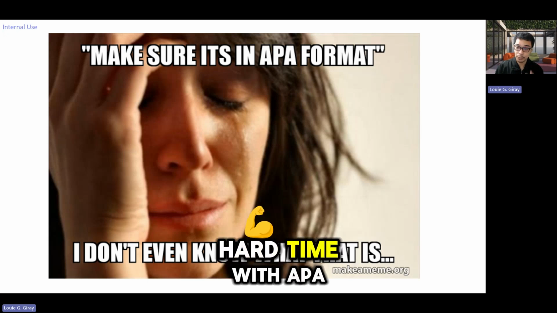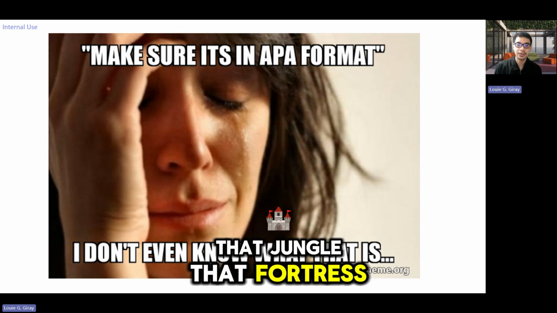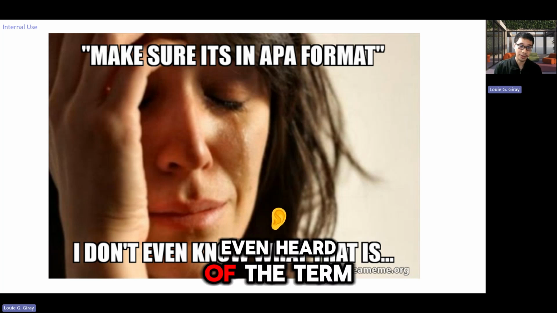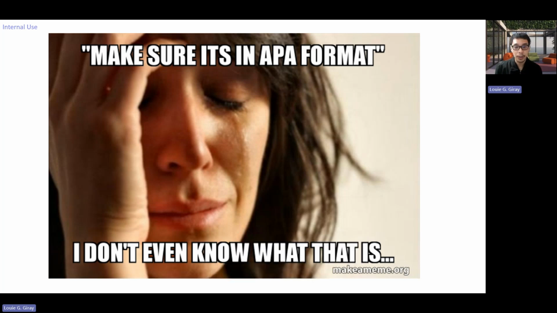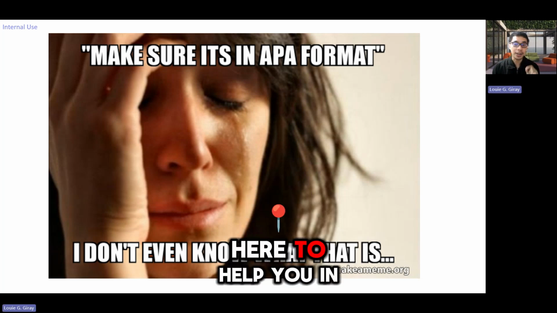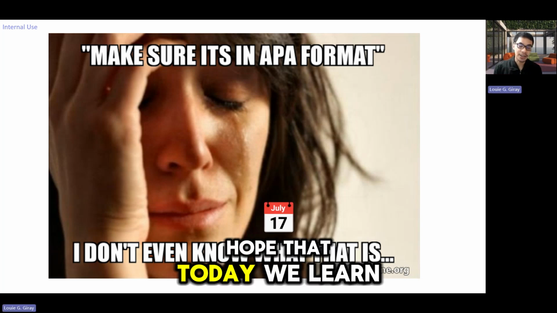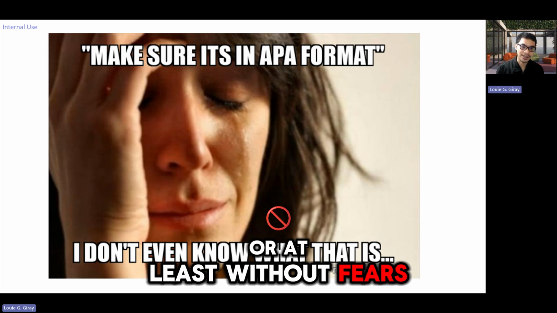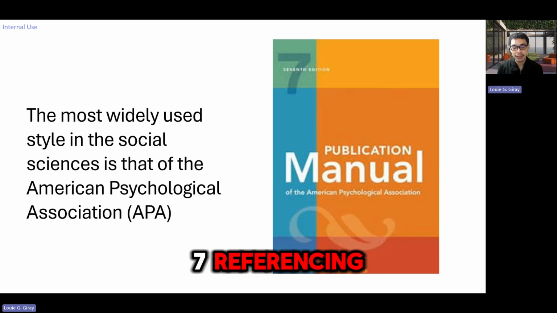Are you having a hard time with APA 7 referencing? That jungle, that fortress, just like this one here in the meme? Even heard of the term APA format, but you don't know exactly what that one is? Worry no more. I'm here to help you in this journey. Hope that today we learn with joy, or at least without fears. Here we go, APA 7 referencing.